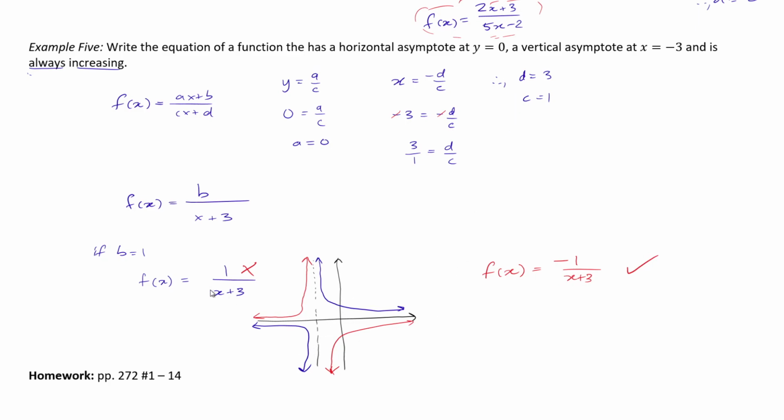Okay, so I chose b equal to 1, and then I plotted this, and it was, again, just the parent function moved over to the left, but then it did not satisfy the requirements that it was always increasing, because the blue function is always decreasing. And so therefore I had to reflect it in the x-axis to provide the correct restriction that it always had to be increasing. So negative 1 over x plus 3.